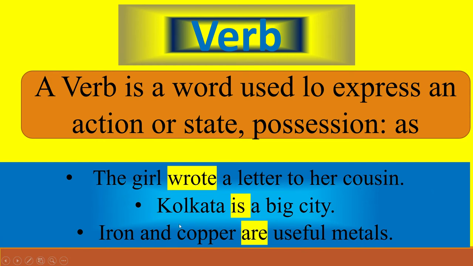Look at the examples. The girl wrote a letter to her cousin. Kolkata is a big city. Iron and copper are useful metals. Wrote, is, are. Look at these examples. So the verbs can be categorized: action words, state, possessions. Let us see in our further classes in detail about the kinds of verbs. Understand? So here, the girl wrote a letter. Kolkata is a big city. Iron and copper are useful metals.